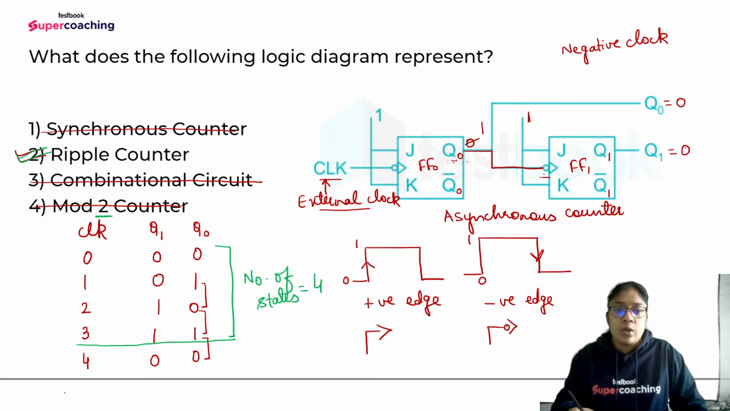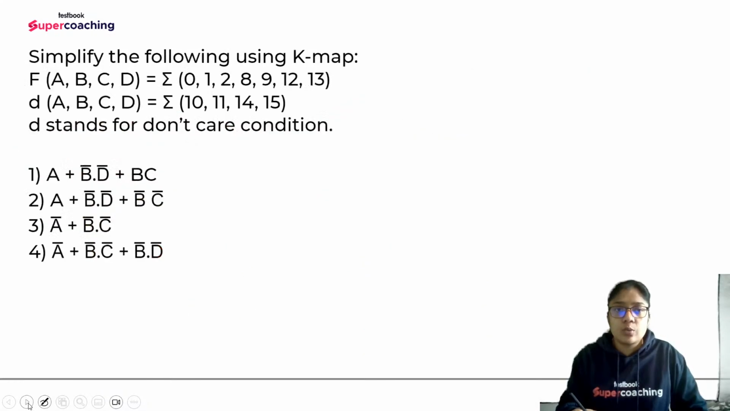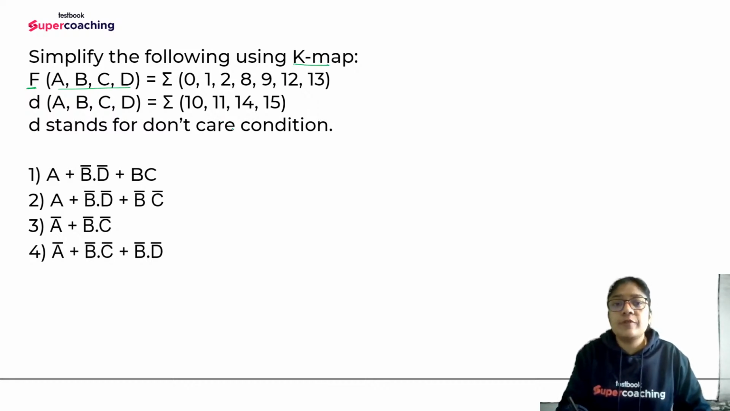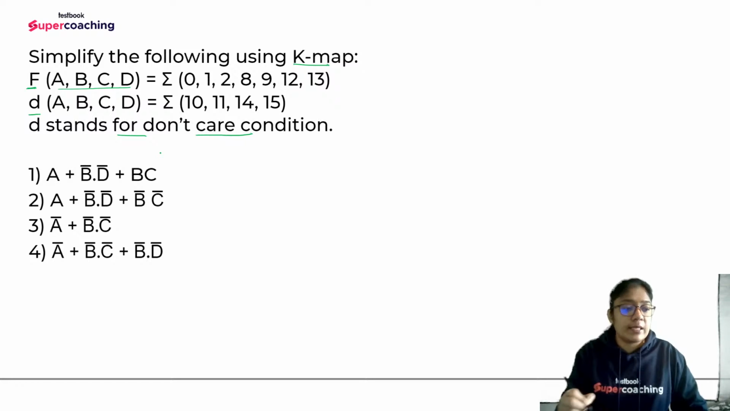So this is about the question on the counters. Let's consider one question on the K-map. Here you are given a 4 variable function f with variables A, B, C, D. Using K-map, you have to simplify this function. You are given the don't care; D stands for don't care condition. What will be the simplified expression?